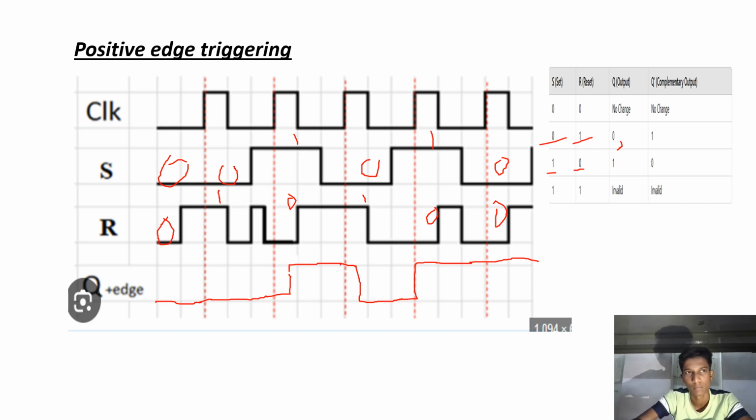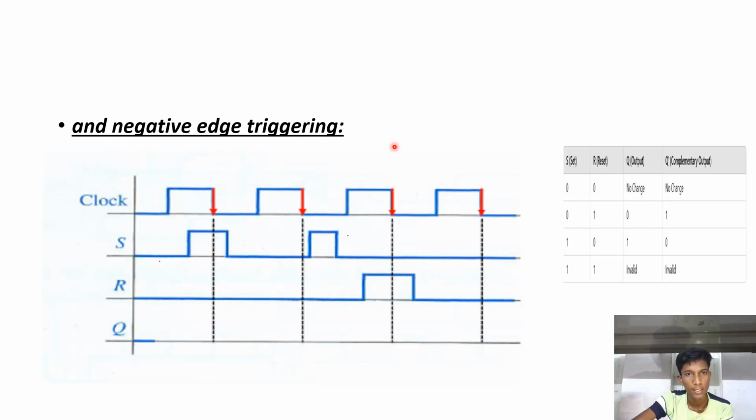That's it. Another type of edge triggering is negative edge triggering. In negative edge triggering, we take the negative edge of a clock cycle. Then, if S is equal to 0, R is equal to 0, when both the set and reset are 0, the output Q will have no change, means we take the previous state.